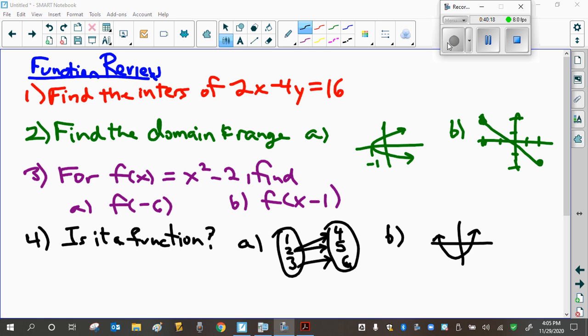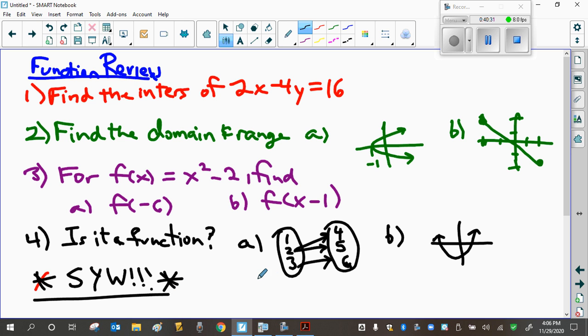So let's write that down. Show your work. That's what SYW means. Show your work, show your work, show your work on everything we do for evaluation. If you don't show your work, and some of you won't, you will lose half your marks at least. You might lose all of them. So if it's a four-step question and you don't show your work, I'm not going to give you any marks.